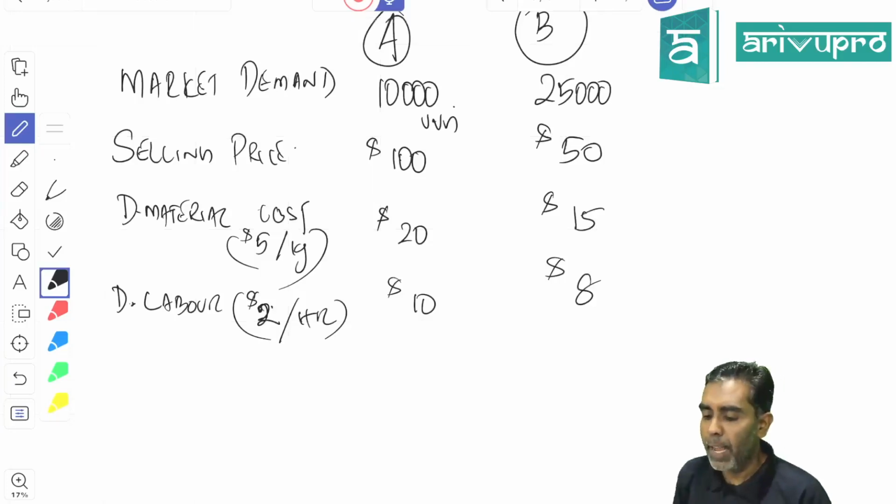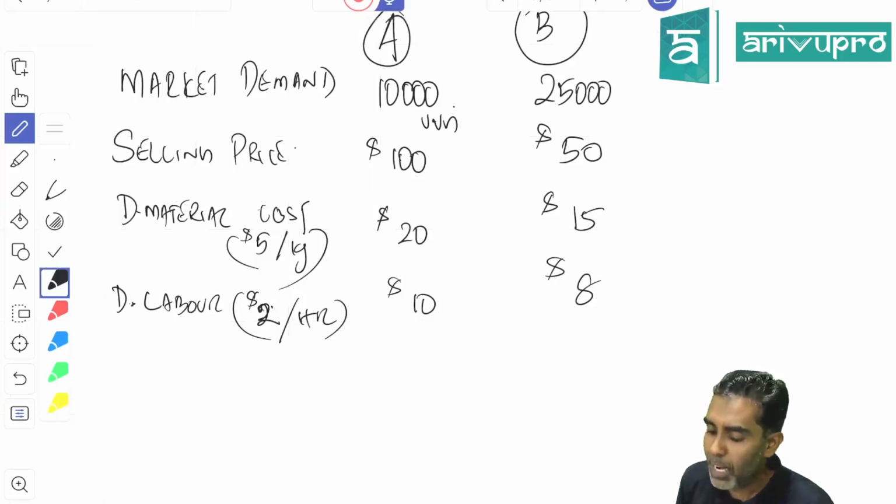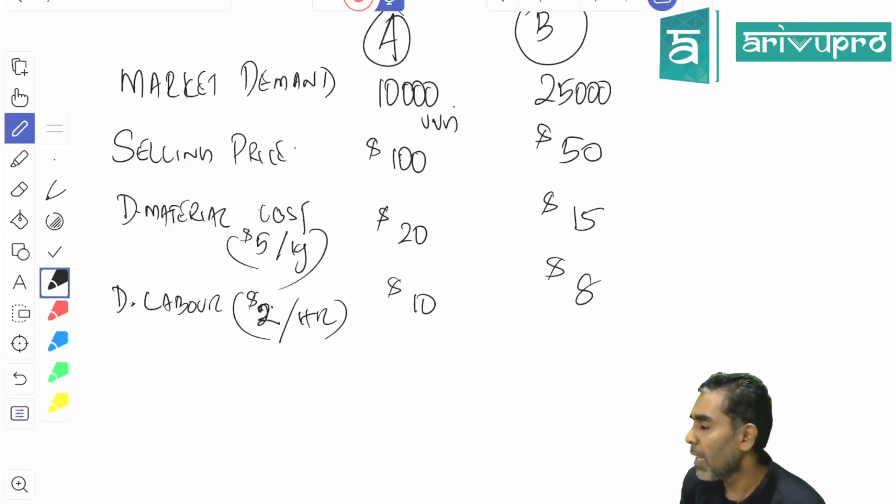Market demand for A and B: 10,000 units and 25,000 units. Market demand, what is on the screen? Selling price per unit. Just take down in detail. Selling price per unit: $100 and $50 respectively for A and B.